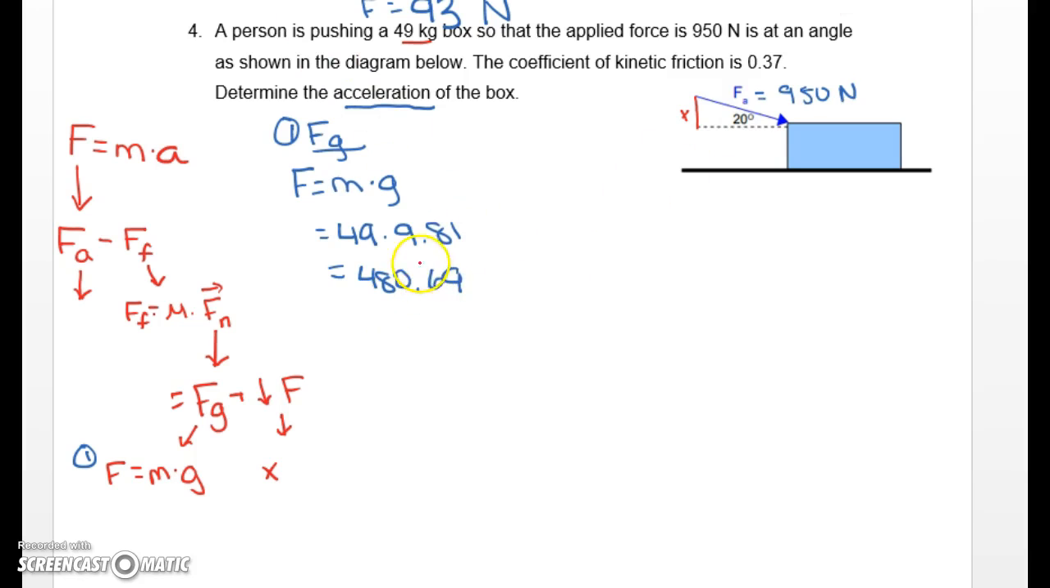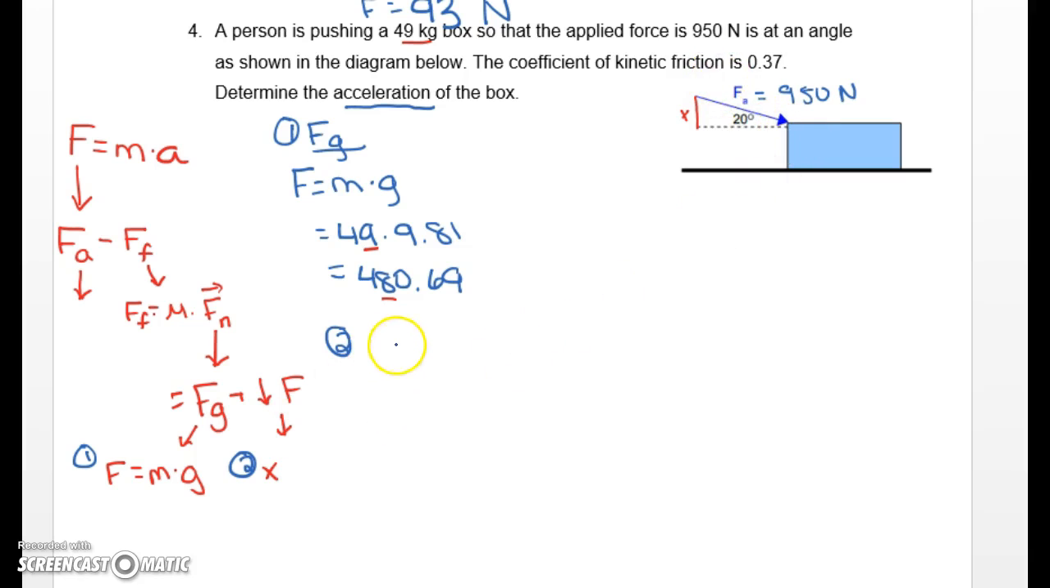I'm also going to keep track of sig figs here. So here our mass here is 49, which has 2 sig figs. And we don't worry about our acceleration due to gravity. That one we accept as a true value. So we only have to worry about our mass here. So our mass has 2 sig figs, so our answer has to have 2 sig figs. And I'm not going to worry about units here until the end of our answer.